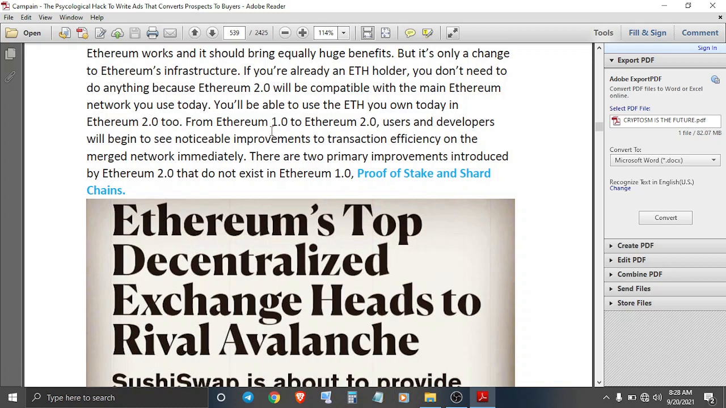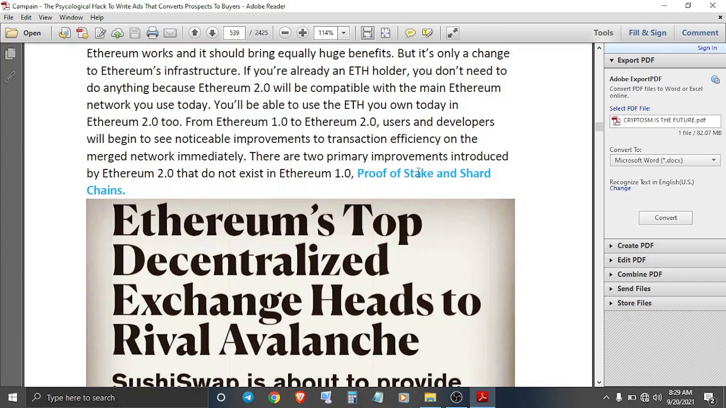From Ethereum 1.0 to 2.0, users and developers will begin to see noticeable improvements to transaction efficiency on the merged network immediately. What do we mean? Transactions will be faster than before, faster than Bitcoin's transactions. When you create your game, your token, whatever you are creating on Ethereum, it will be much faster than before. Now, there are two primary improvements introduced in Ethereum 2.0 that do not exist in Ethereum 1.0, which are proof of stake and shard chains.